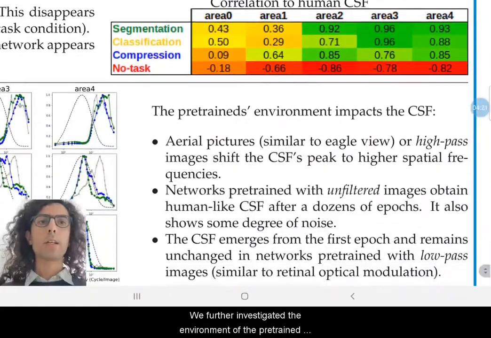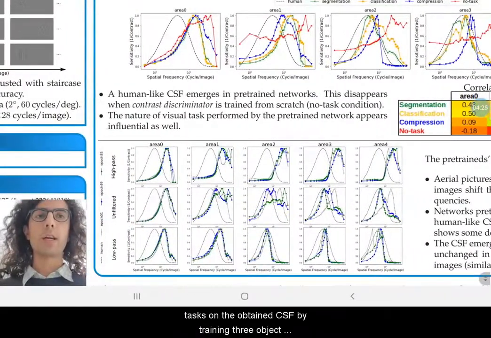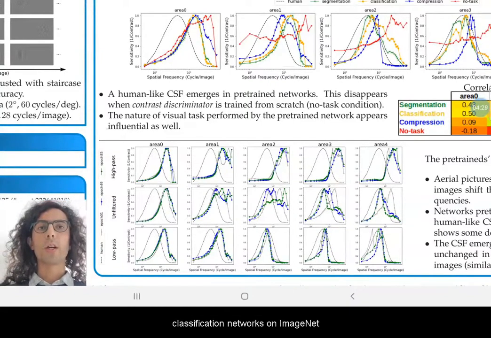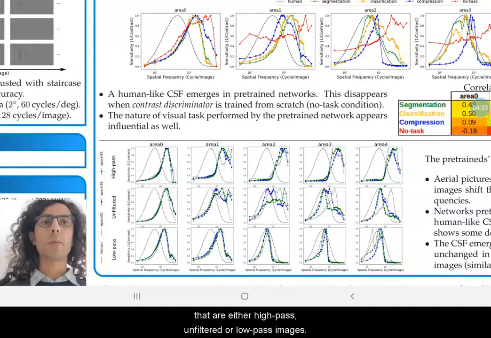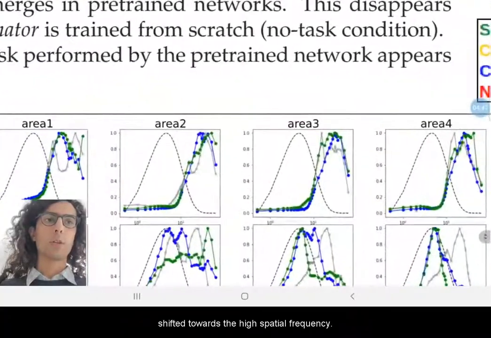We further investigated the effect of the pre-trained task on the obtained CSF by training 3 object classification networks on ImageNet with either high-pass, unfiltered, or low-pass images. The comparison of the CSF across these 3 different regimes reveals that the CSF of the high-pass network is clearly shifted towards high spatial frequency.